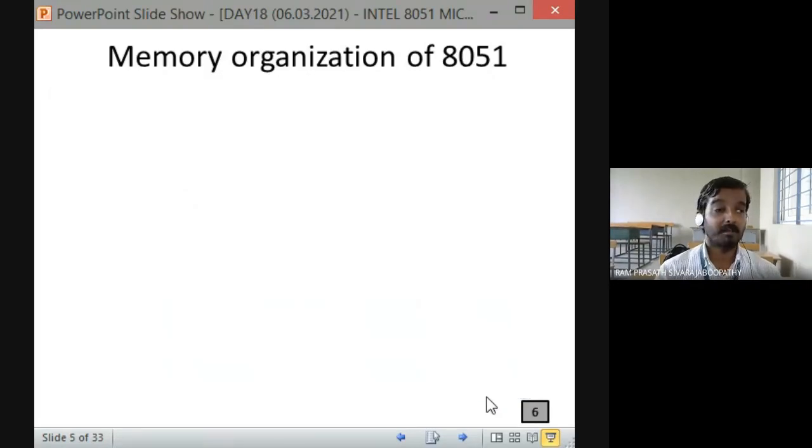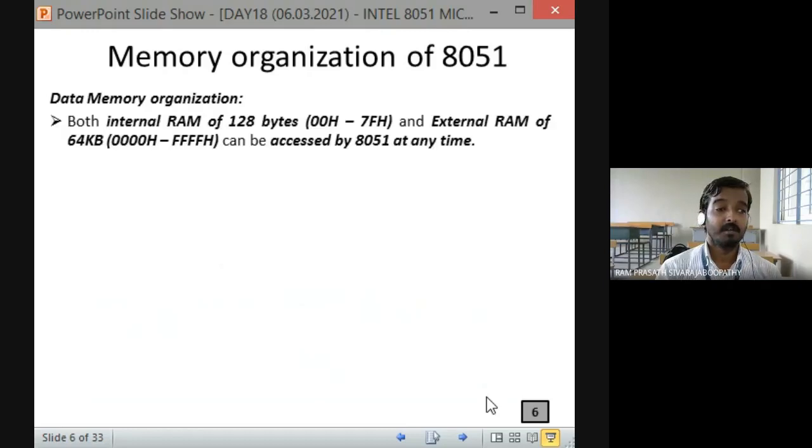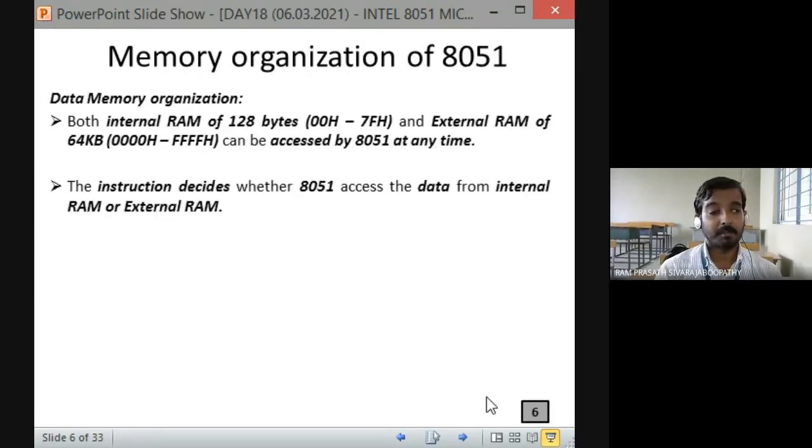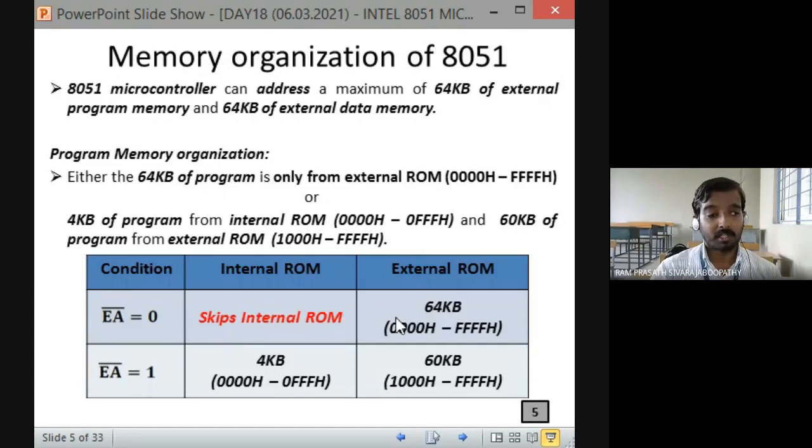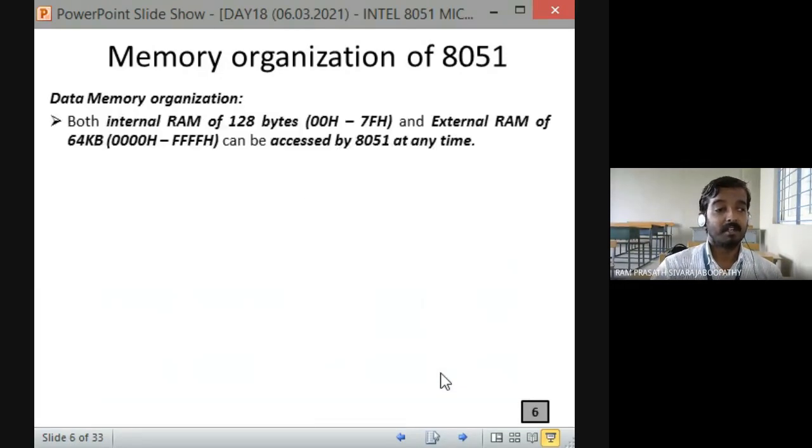Then coming to the RAM. Both the internal RAM of 128 bytes and the external RAM of 64 KB can be accessed by the 8051 at any time. Whereas in the case of program memory, at any point of time, it can access only 64 kilobytes in total. In the case of RAM, it can access the 128 byte internal RAM as well as the external RAM. It can be decided by the hardware or software.